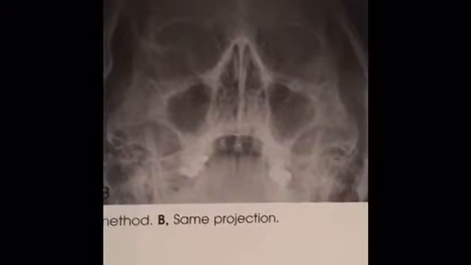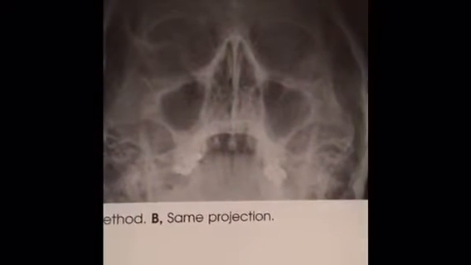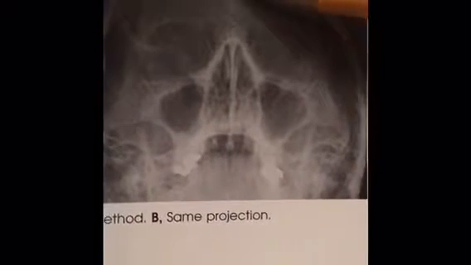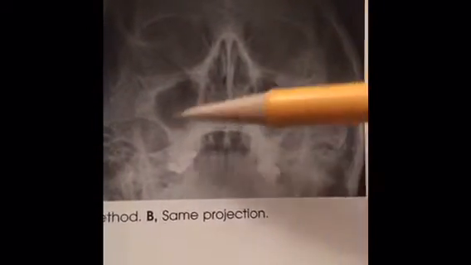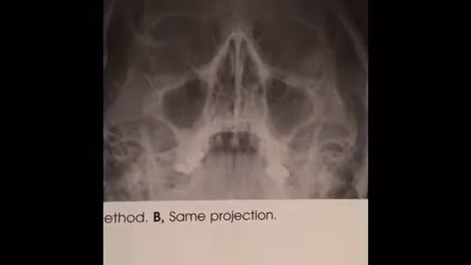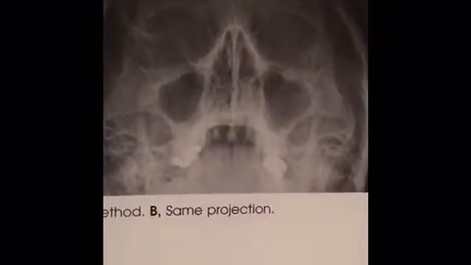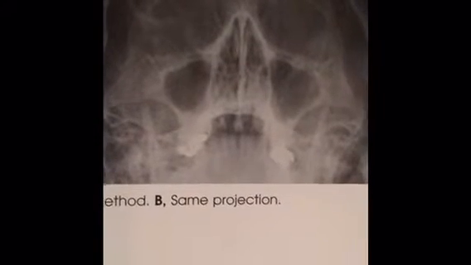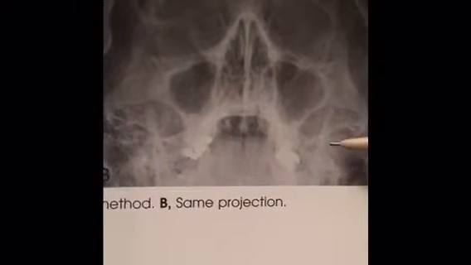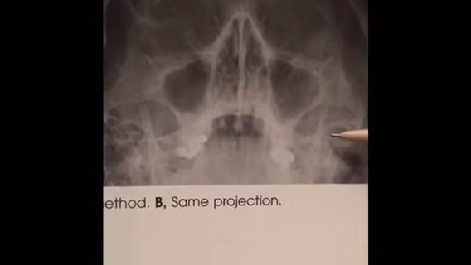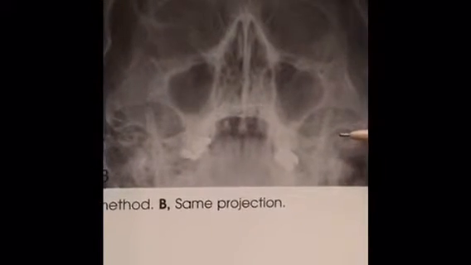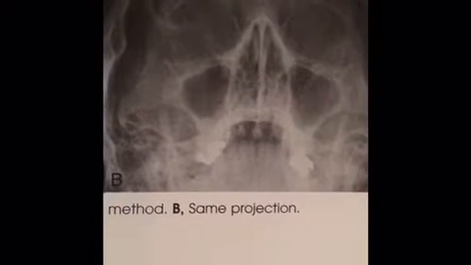And some of the structures that you're going to see are going to be the frontal sinuses, which are here. You're going to have the ethmoid sinuses here. You have right and left maxillary sinuses. You're going to have the petrous pyramids, which are lying inferior to the maxillary sinuses, and then you're going to have here in this area the mastoid air cells.